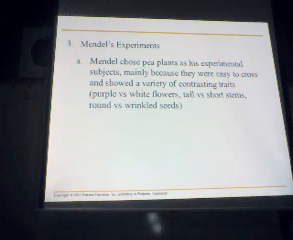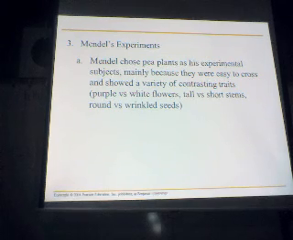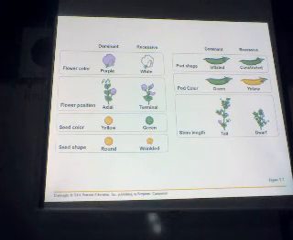Mendel chose pea plants as his experimental subjects mainly because they're easy to cross and because they showed a variety of contrasting traits, such as purple versus white flowers, tall versus short stems, round versus wrinkled seeds. There are 7 different traits that he focused on with pea plants. This diagram shows them. So again, we have flower color, flower position, seed color, seed shape, pod color, and stem length.